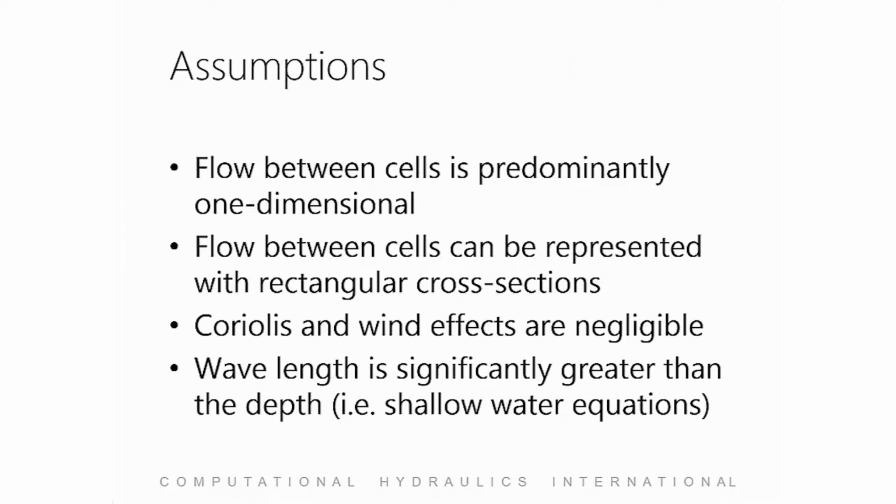So to use our approach to 2D modeling, we do have a few assumptions. The first one is that the flow between cells is predominantly one-dimensional. The flow between cells can be represented with rectangular cross-sections, so that will make a bit more sense in a minute. The Coriolis and wind effects are negligible, and the wavelength is significantly greater than the depth, so we can use the shallow water equations or the St. Venant equations.